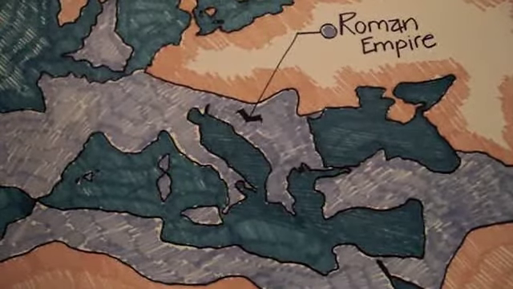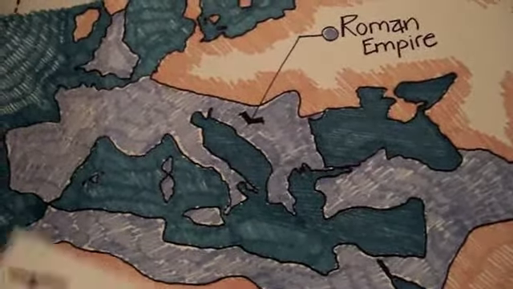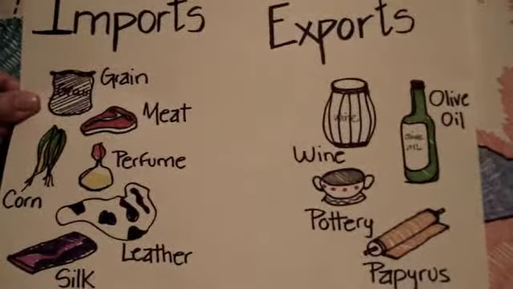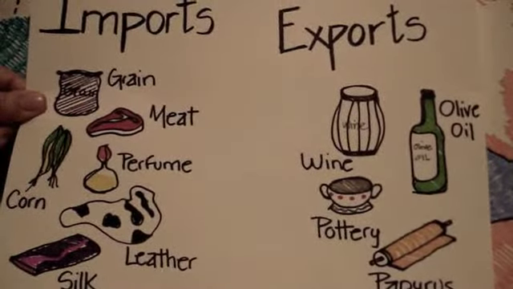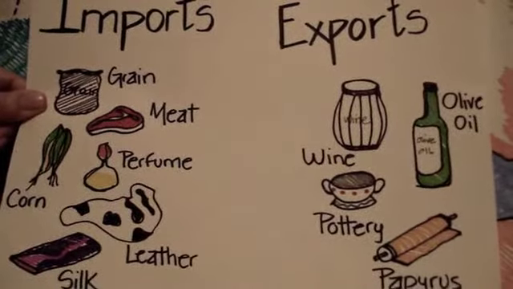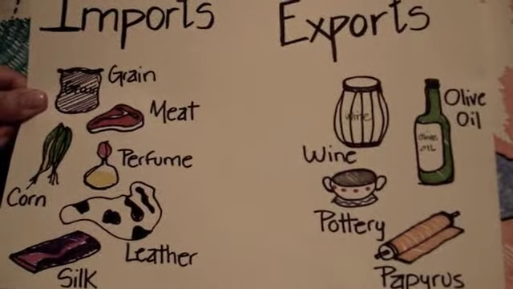Rome's main trading partners were Spain, France, the Middle East, and North Africa, which supplied them grain, beef, corn, perfumes, leather, silk, and marble, among other things. On the other hand, Rome exported wine, olive oil, pottery, and papyrus.